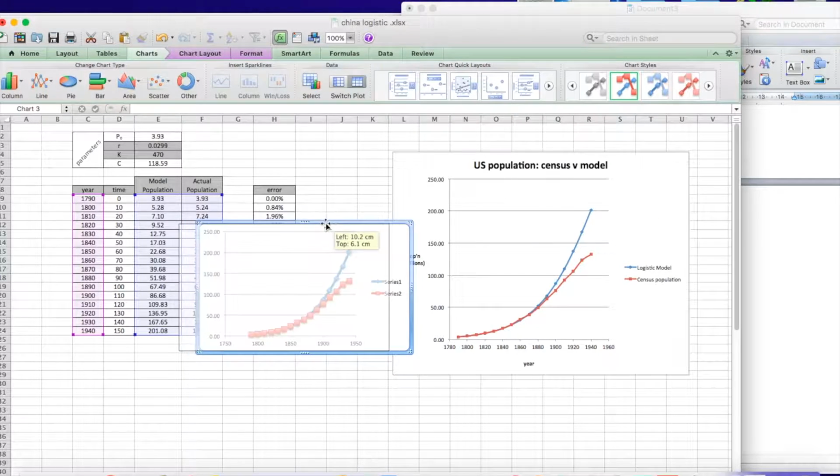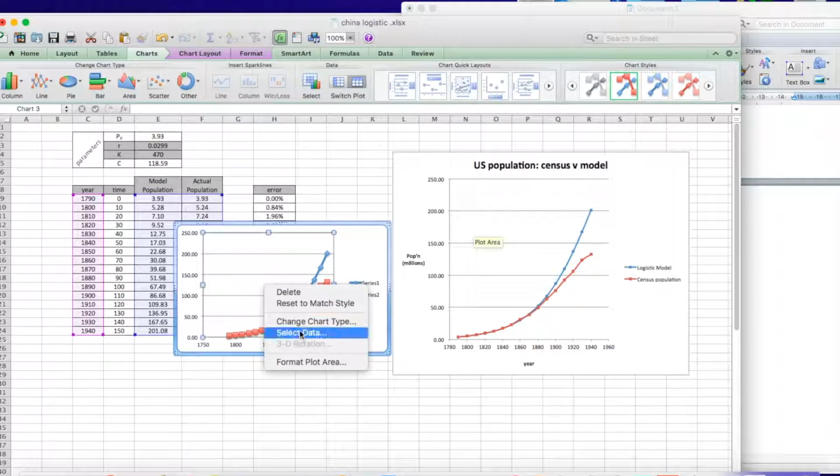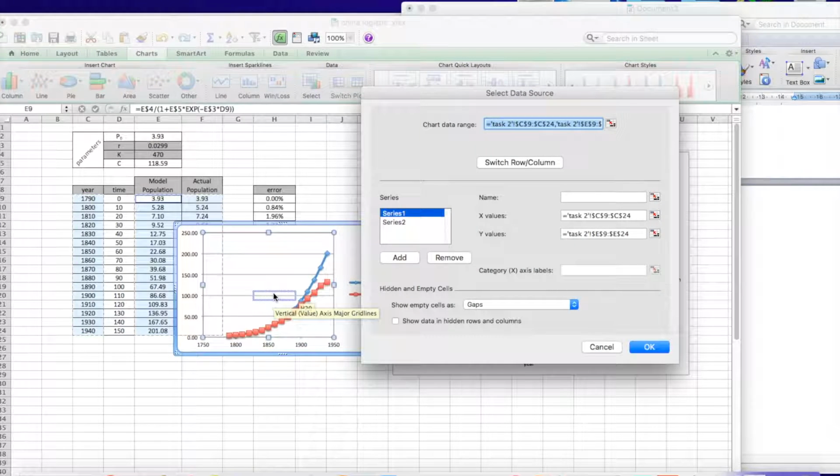So the only difference between these two graphs, of course, is that I've put in labels here, I've put in a title, I've put in X and Y labels, and I've also given names to each of the series. And to do that, it's just a simple case of going in here, right click, select data, and just naming the series, as you see there.